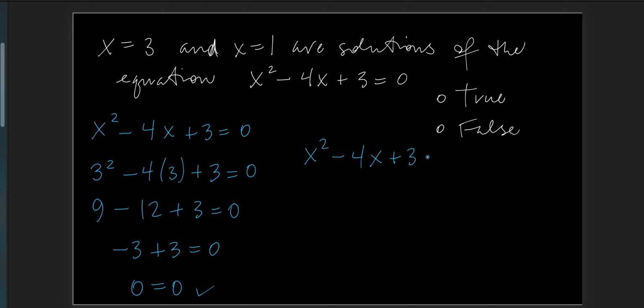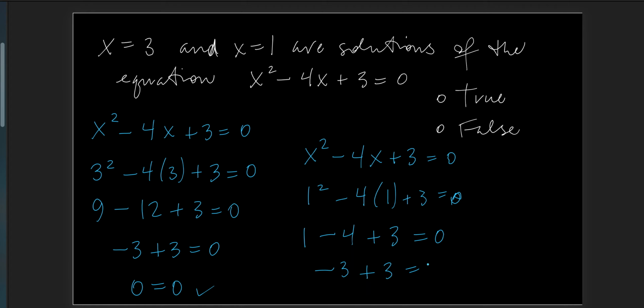So we also plug that one in everywhere we see an x, separately. And simplify this side. So this will be 1 minus 4 plus 3 equals 0. And this makes negative 3 plus 3 equals 0. 0 equals 0. So that's true as well. So that means this is true. Since both solutions check out, it's true.